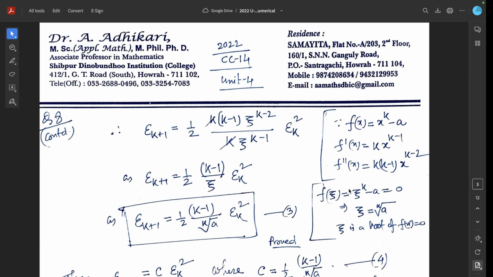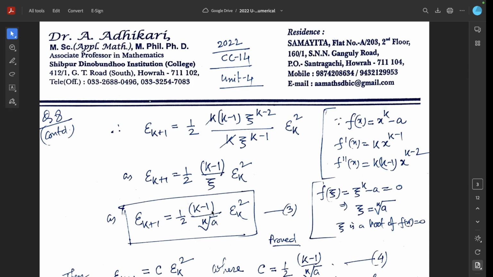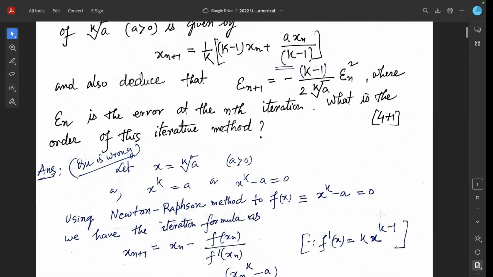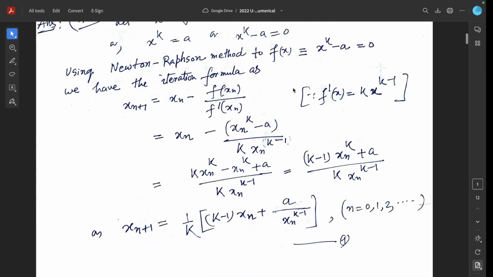And since f(xi) = 0, xi^k - a = 0, hence xi = a^(1/k). Xi is a root of the equation f(x) = 0. So we put a to the power 1 by k in place of xi, and the expression is epsilon_{k+1} = 1/2 (k-1)/a^(1/k) epsilon_k squared. Here the minus sign in the question's expression is wrong.